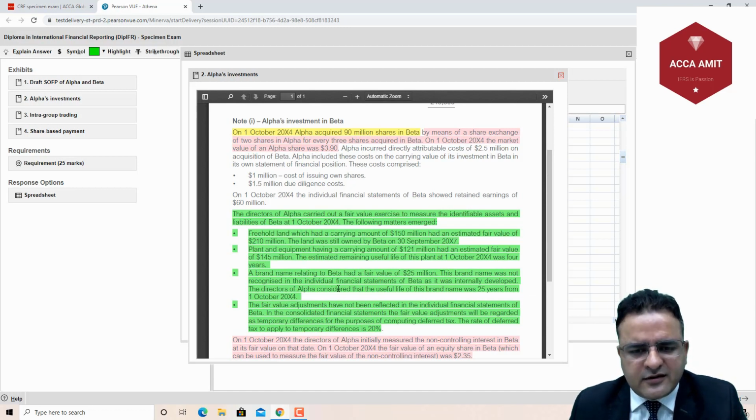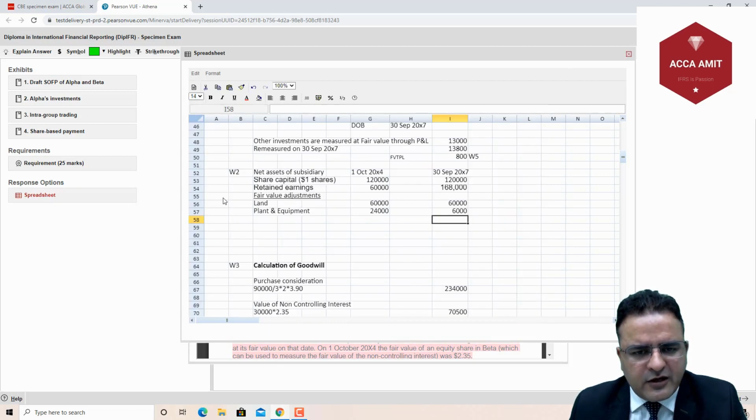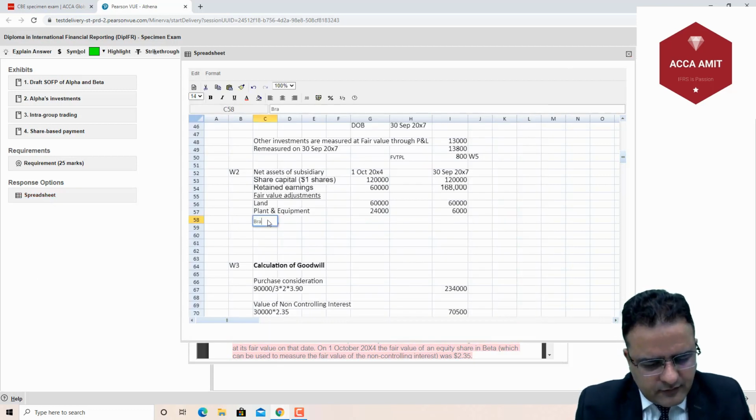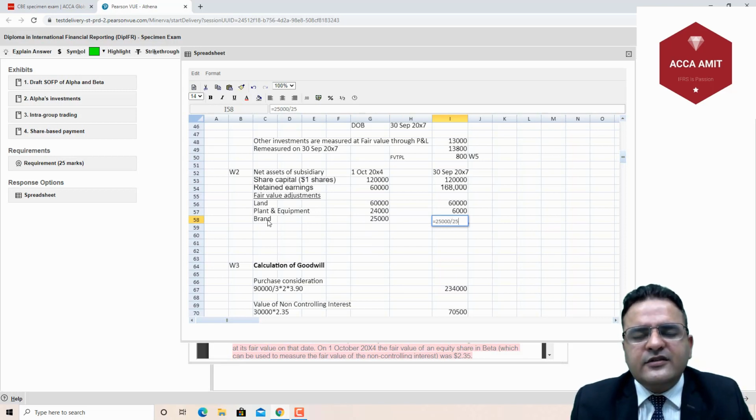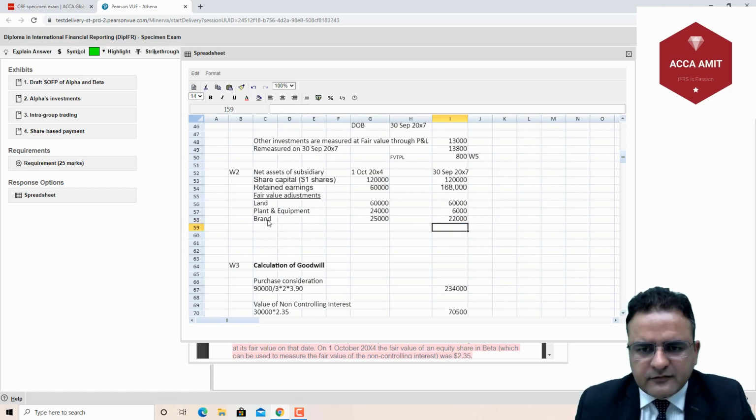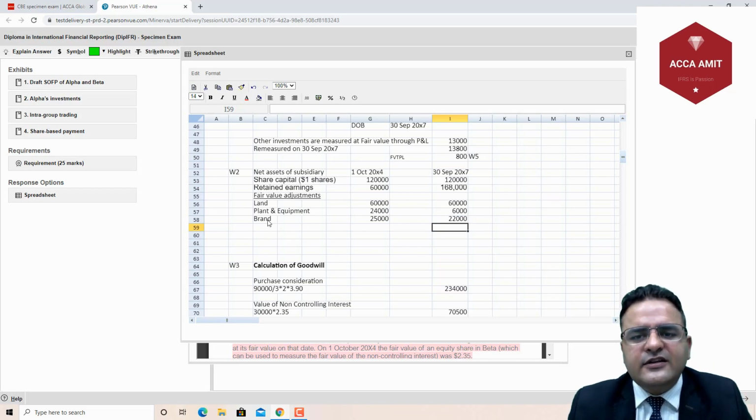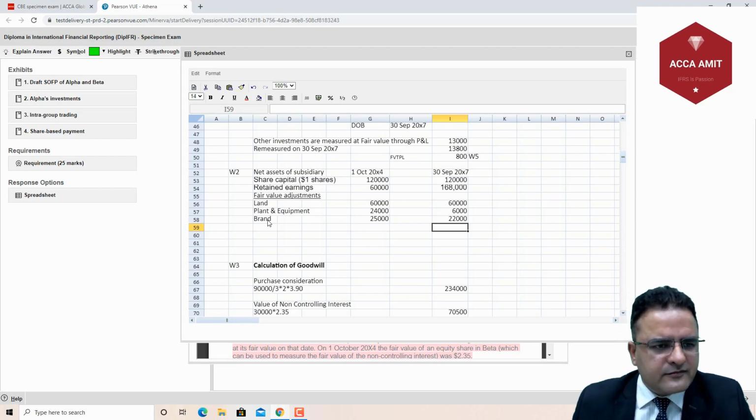The directors of Alpha considered that the useful life of this brand was 25 years from 1st October 2004. So we'll include the value of the brand as well at an amount of 25,000, and this has suffered 3 years of depreciation. That means 25,000 divided by 25. 3 years of depreciation have already been suffered, which means 22 years are yet to be recovered. So the value on the date of the balance sheet: 3 years of depreciation on a 25,000 asset is 3,000. 25,000 minus 3,000 is equivalent to 22,000.